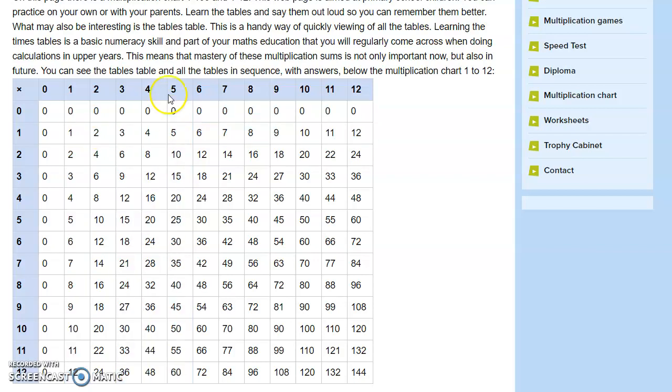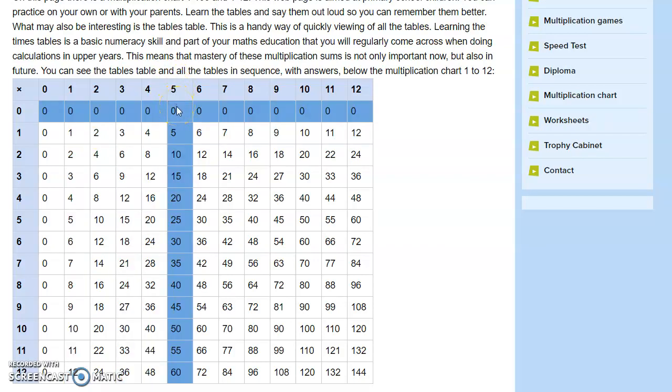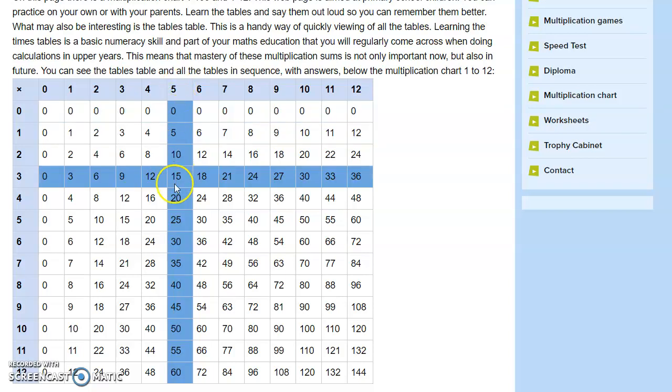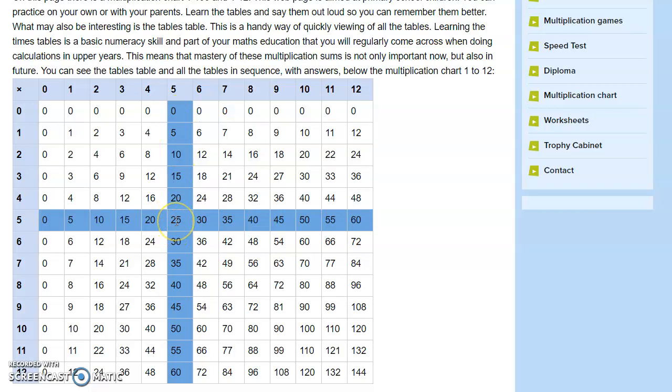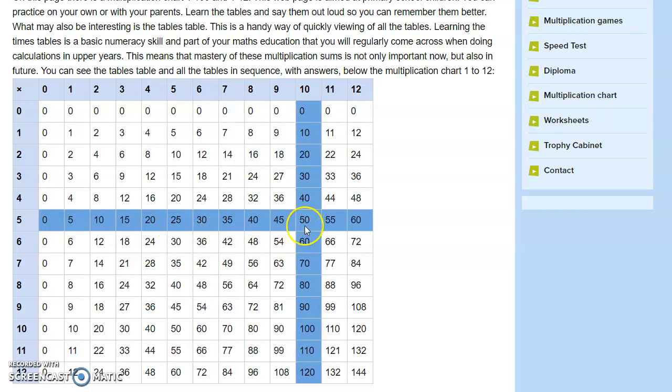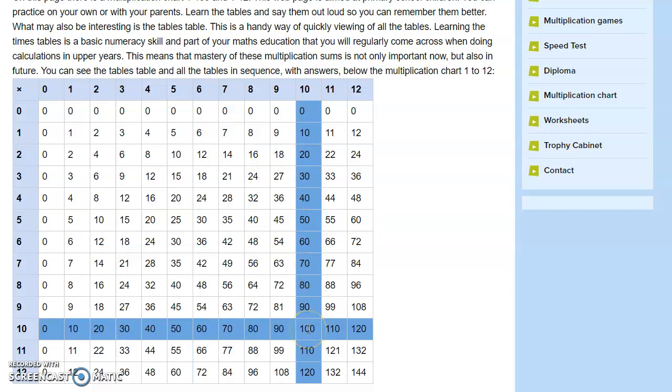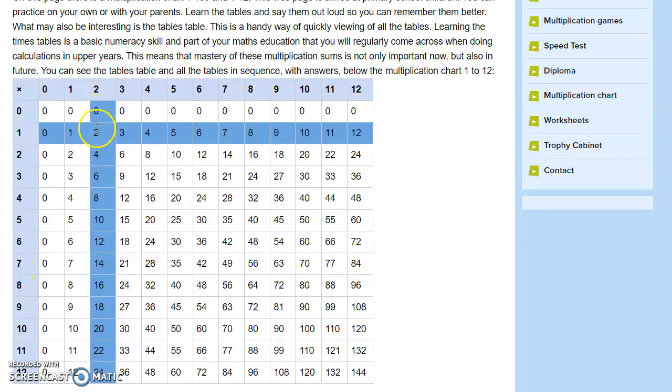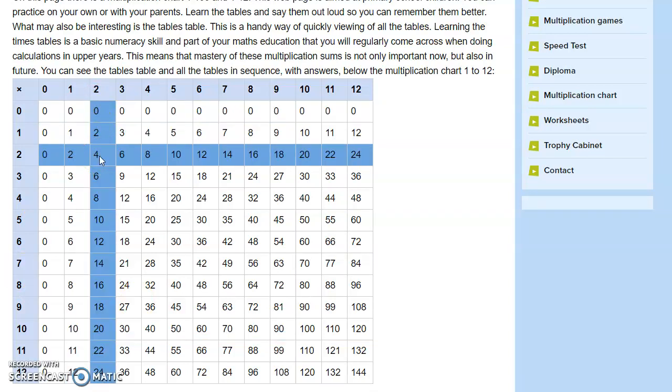So I want you to notice in the 5s column, what kind of pattern do you see? I see that each number ends with a 0 or a 5. How about in the 10s column? Each number ends with a 0. Let's look at the 2s column. Each number is even, like 2, 4, 6, 8, 10.